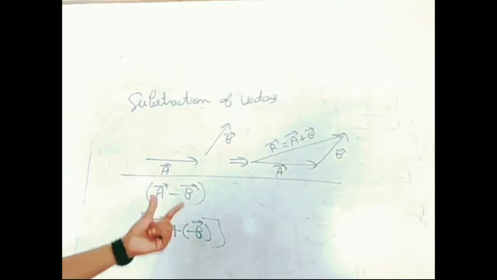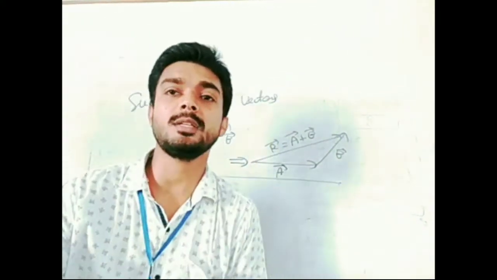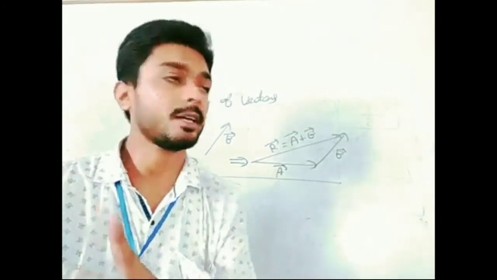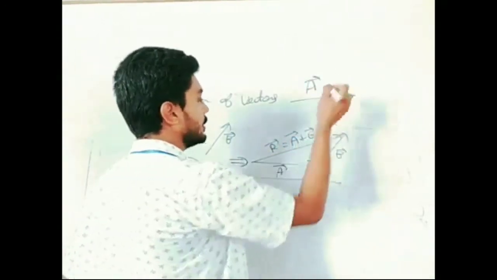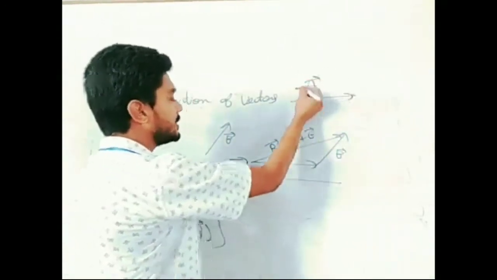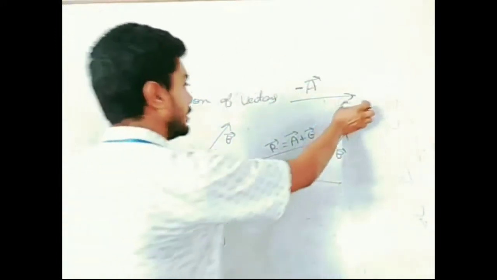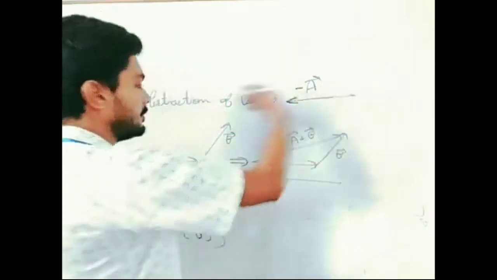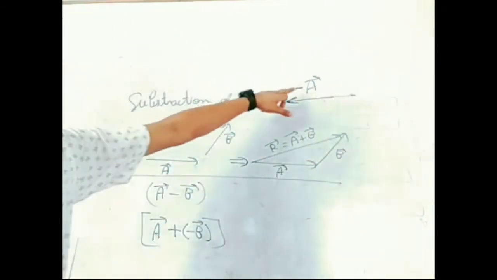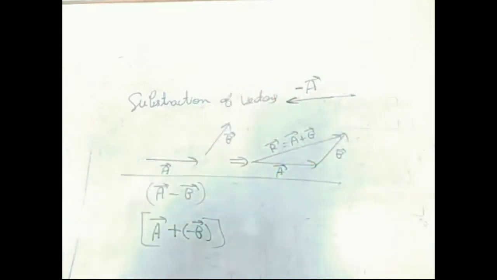Students, I told you that there is a type of vector known as the opposite vector. Whenever there is a vector A and you apply a minus sign in front of A, you will get the opposite vector of A. This means the direction of A will be reversed. Whenever we apply a minus sign, the direction of the vector is reversed.